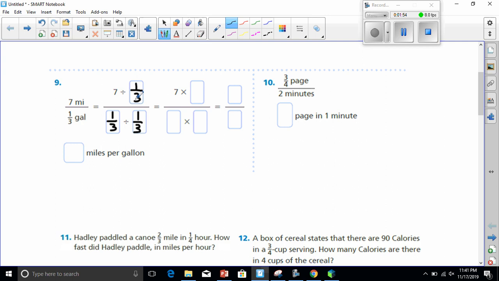Well, when we use KCF, we're going to be flipping that second one, so it's now going to become 3/1, or 3. And this is still going to be 1/3 times, now this one is 3/1. Remember, that second one gets flipped. We can use the butterfly method here, which turns everything to 1. That makes 1, and 7 times 3 is 21/1. So it's 21 miles per gallon.